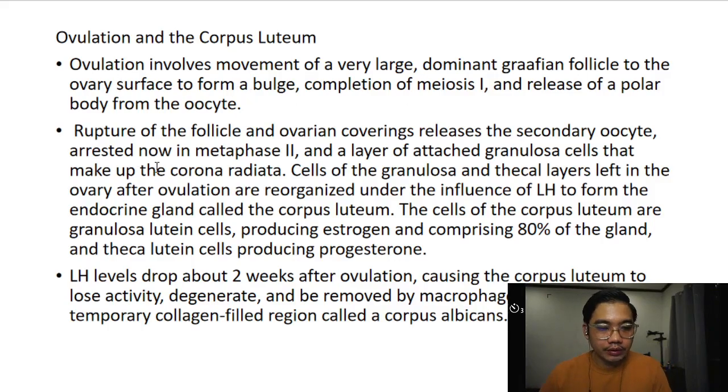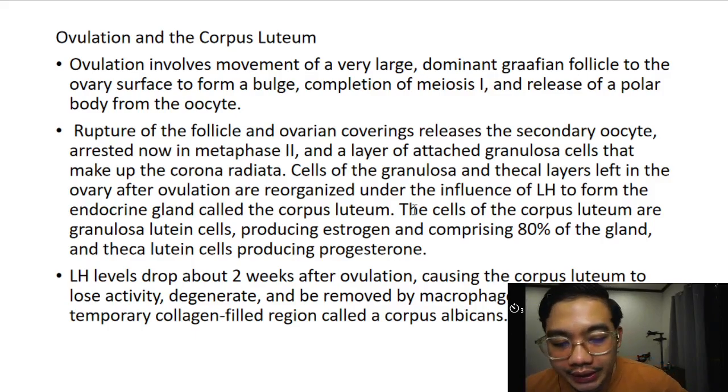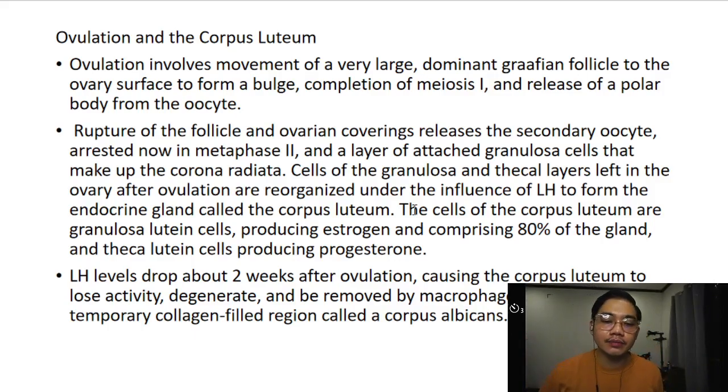So rupture of the follicle and ovarian coverings releases the secondary oocyte, now arrested in metaphase 2, with a layer of attached granulosa cells that make up the corona radiata, the capsule that I was talking about. Cells of the granulosa and thecal layers left in the ovary after ovulation are now reorganized under the influence of luteinizing hormone to form the corpus luteum. The cells of the corpus luteum are granulosa lutein cells, because what is left are granulosa and theca interna cells.